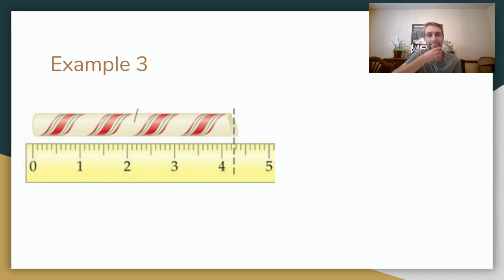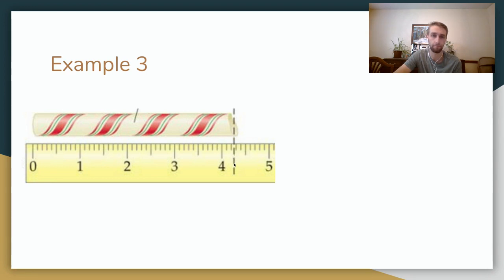Here's one more. This is a centimeter ruler. And this is also typical of the rulers that you're going to see in class. So we have centimeters marked. And the smallest increment is tenths of centimeters, which means we're going to have to go 1 decimal place further, which would be the hundredths. So here we can see we've got 4.1, 4.2, 4.3. This candy cane is somewhere between 4.2 and 4.3.